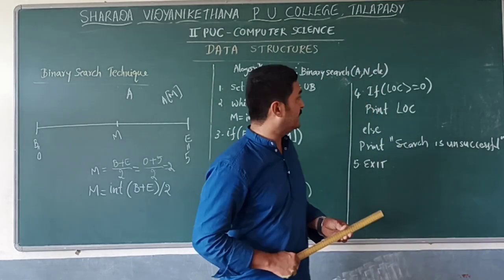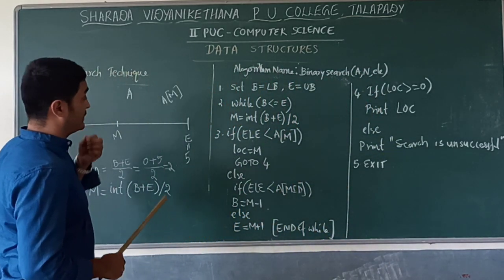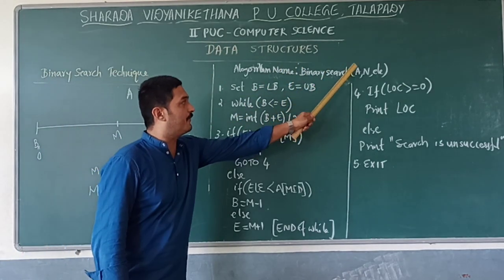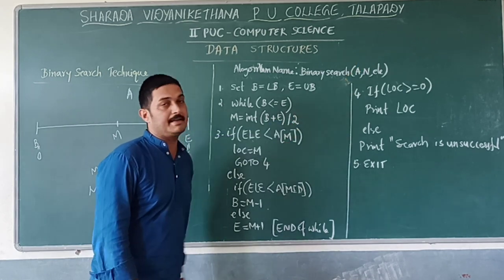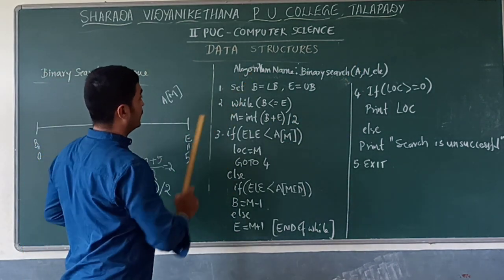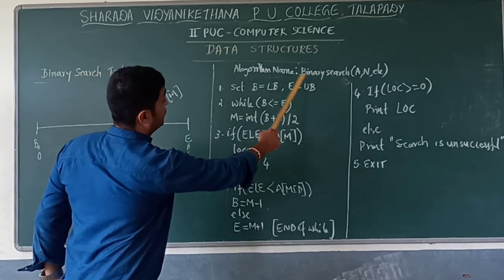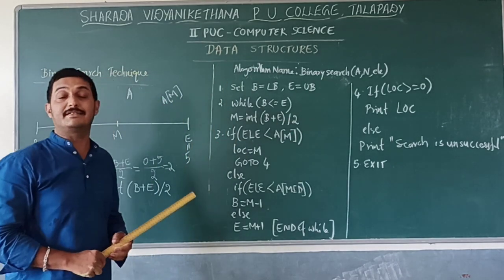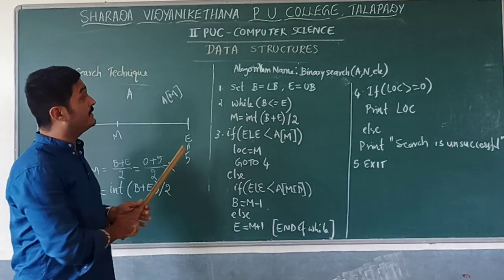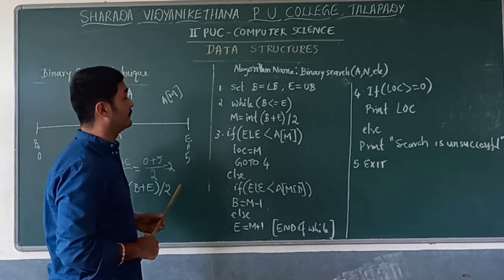Okay, let us go to the algorithm, how to implement the binary search technique. The algorithm name is binary search, with array A of n elements and ELE as the search key. Immediately after the algorithm name, we specify the comments: what variables we are using in this algorithm.